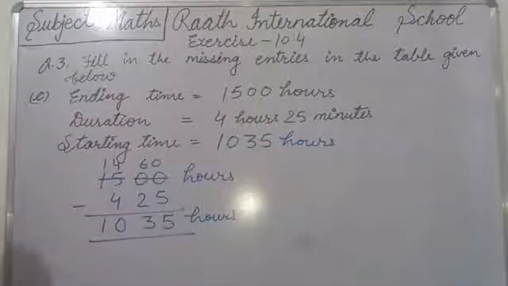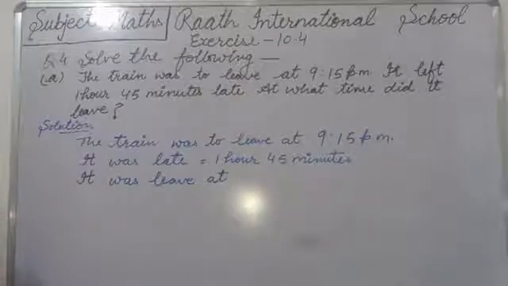Okay, the D part you will do yourself because that is like the B part. Now we'll do question number 4. Question number 4. Solve the following. Here word problems are given to you that you have to solve. Okay, A part is there.